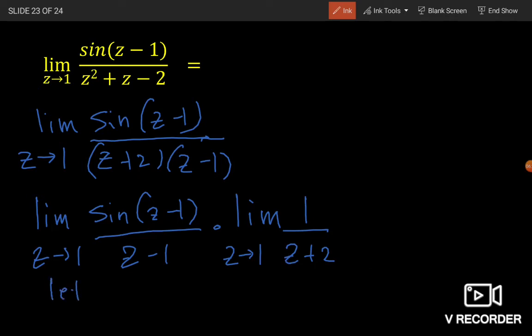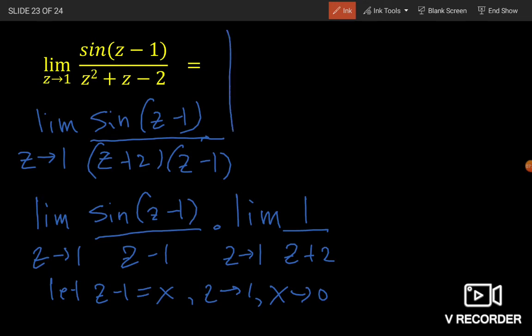let z minus 1 be equal to, let's say, x. Now, if z minus 1 is equal to x, as z approaches 1, this becomes 1 minus 1, so x approaches 0. So we can see here, if z minus 1 is equal to x, as z approaches 1, x approaches 0.